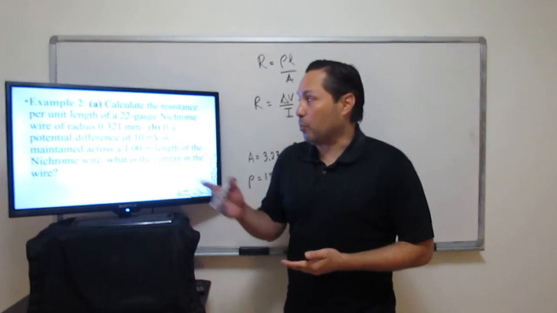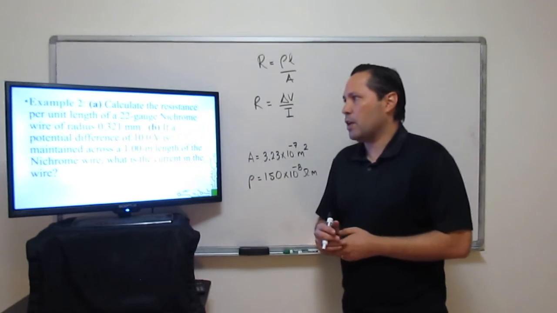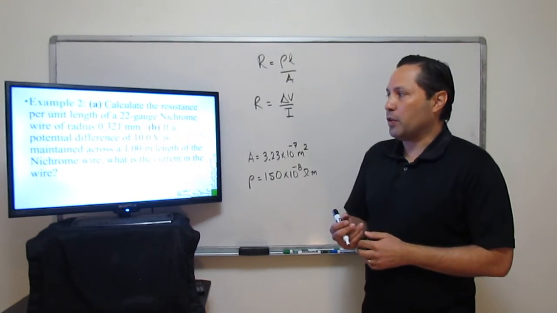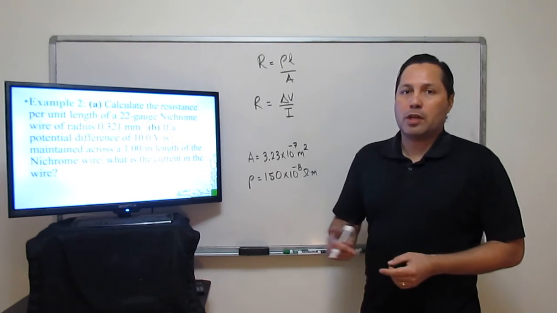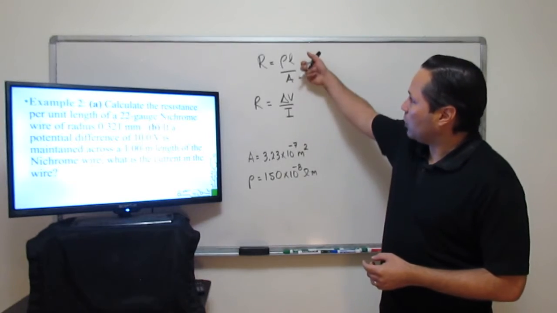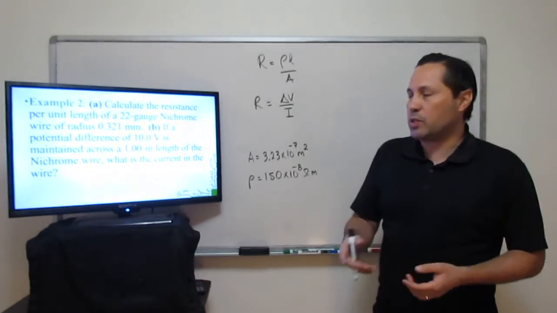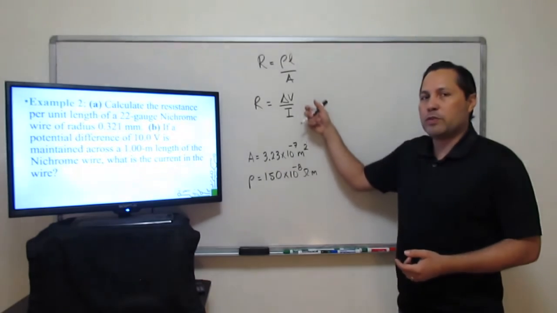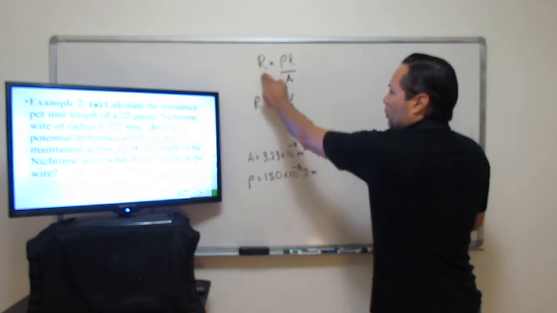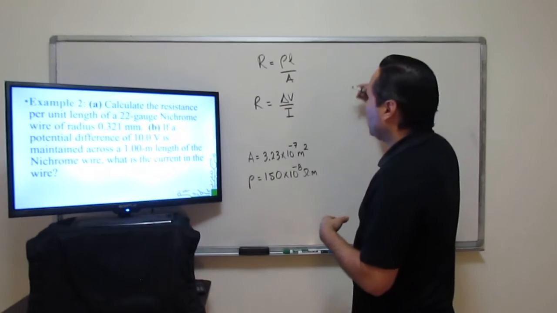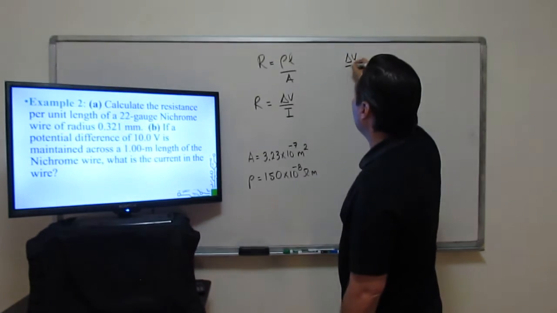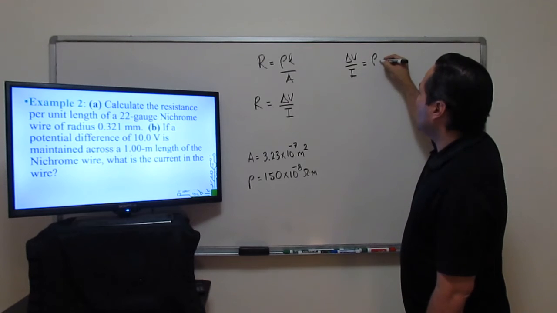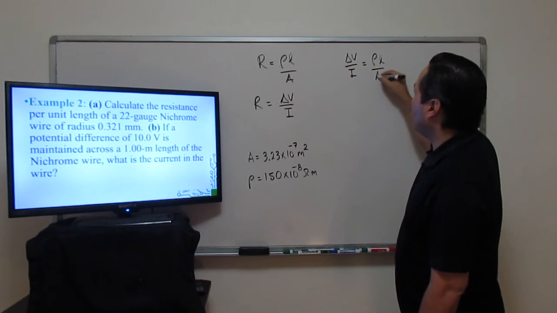Next, let's take a look at part B of example 2. Here we ask the following. If a potential difference of 10 volts is maintained across a 1 meter length of the nichrome wire, what is the current in the wire? Alright, so here we got our two formulas that have resistance, and the second formula has our current, which is potential difference over the current. So now, since they're both equal resistance, we can equal them out to each other. So it's going to look like this. I is equal to resistivity, which is rho, times length over area.